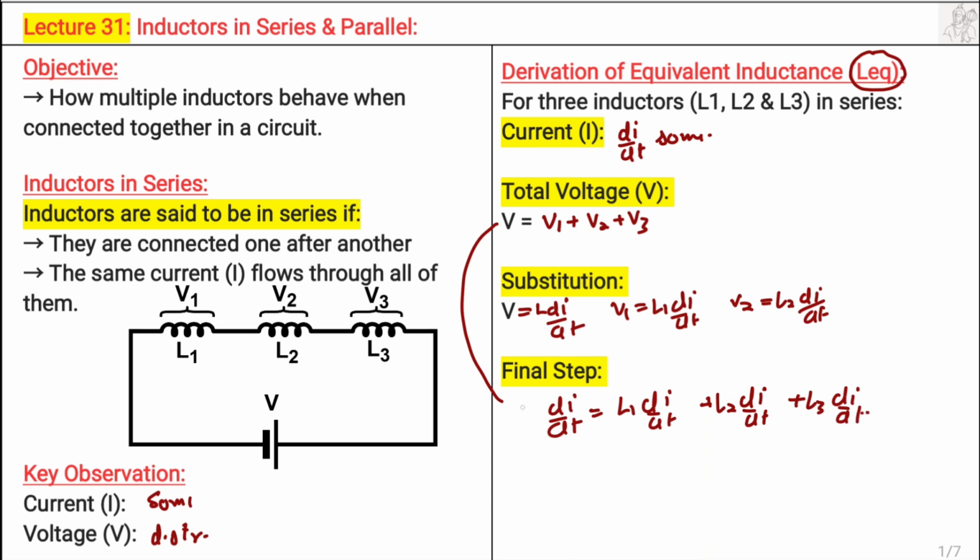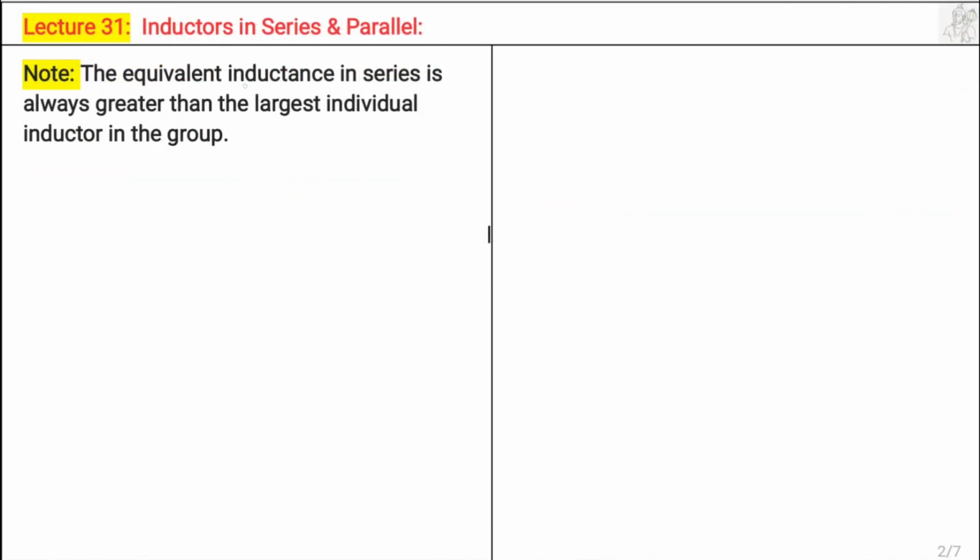And this L is nothing but the equivalent inductance. From here, di by dt cancels out and L equivalent will simply be equal to L1 plus L2 plus L3. So this is the general formula for equivalent inductance in series. One key observation is that the equivalent inductance in series is greater than the largest of the individual inductors in the group. So let's move on to inductors in parallel.